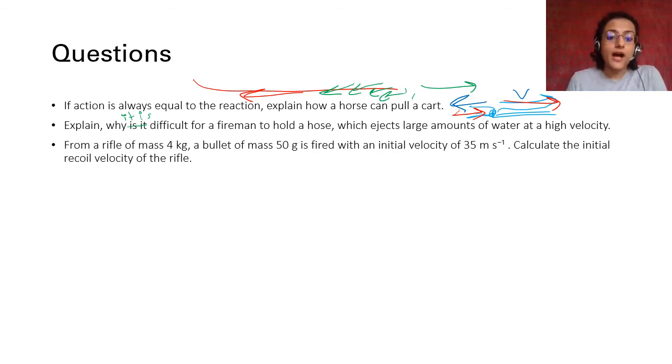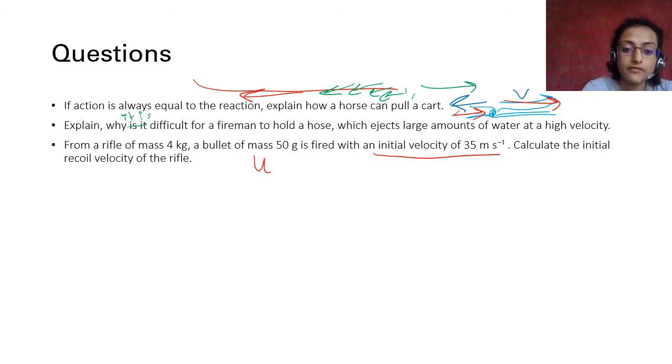From a rifle of mass 4 kg, a bullet of mass 50 g is fired with an initial velocity of 35 meter per second. Calculate the initial recoil velocity of the rifle. Now there will be a little confusion here because the initial velocity is given. You have been told that the bullet is fired with an initial velocity. You have to understand that in this case the initial velocity u will always be 0 because the bullet only moves forward after a force has been applied, right?